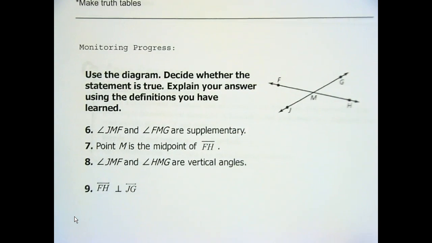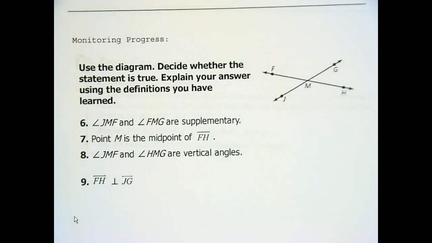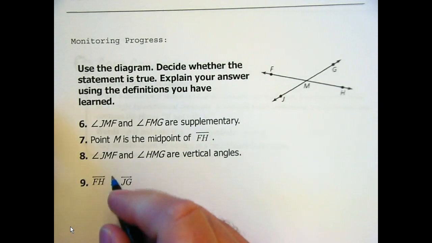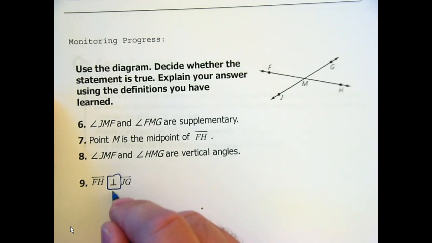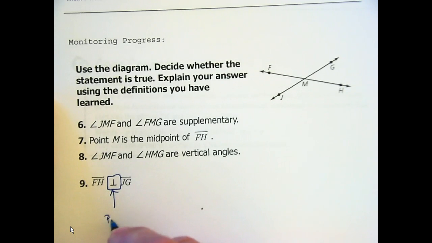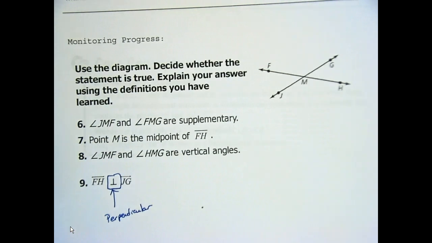Okay, moving on. Number 6 through 9. Give them a go. That thing for number 9? Yeah, new symbol today for those of you who don't know this one. This means perpendicular. Yeah, add it to your notes. Perpendicular means, what is perpendicular?